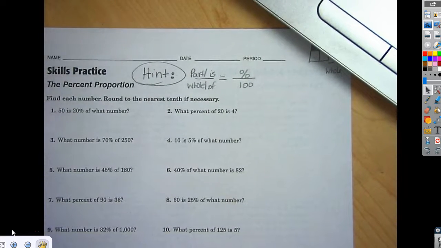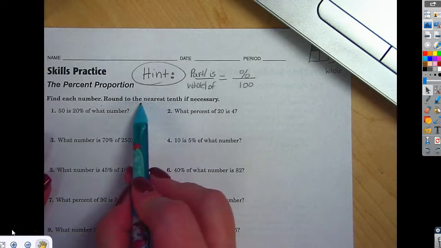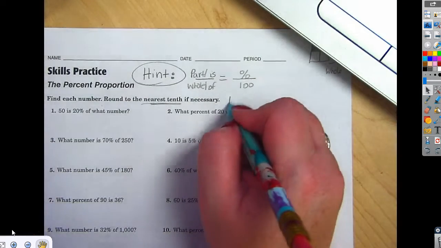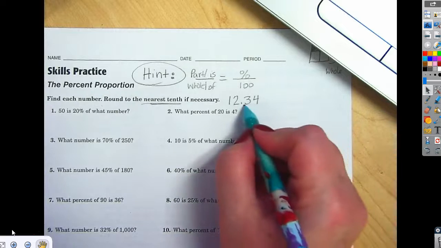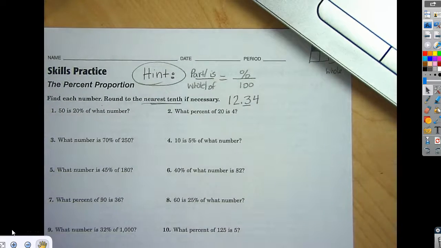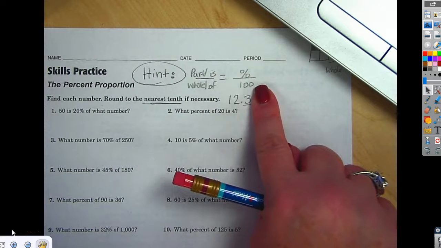Okay? All right. It says, find each number, round to the nearest tenth if necessary. That means if you get a number that looks like this, you are going to round to this place. So that 4 would tell that 3 to do what? Stay at 3. 5 or more, raise the score. 4 or less, let it rest. That would mean that you would write that just like that.